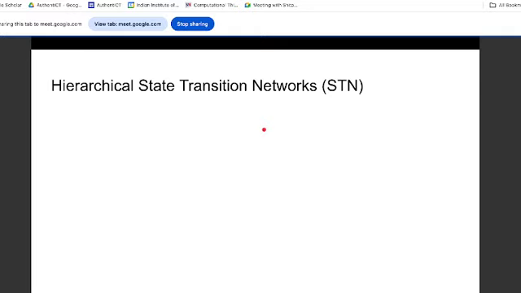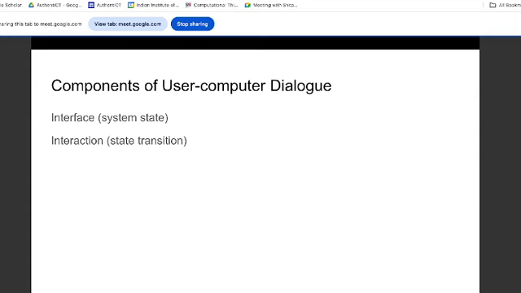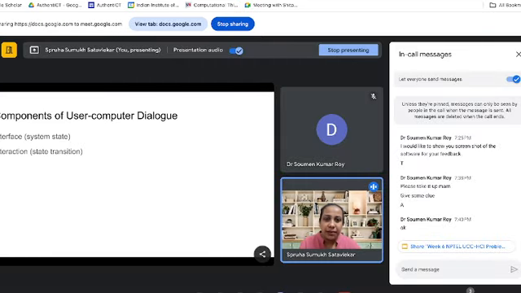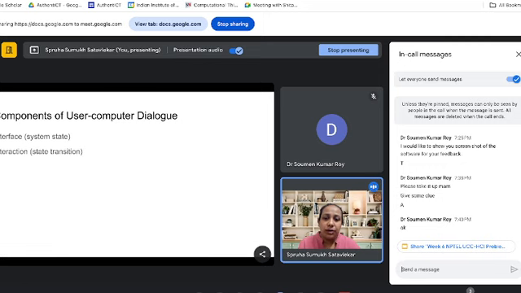Hierarchical state transition networks. Since you are from a computing discipline, you may already be aware of state transition networks and state machine diagrams. For those who are not from a computing discipline, if they are watching our video, I'll give a little bit of an example.